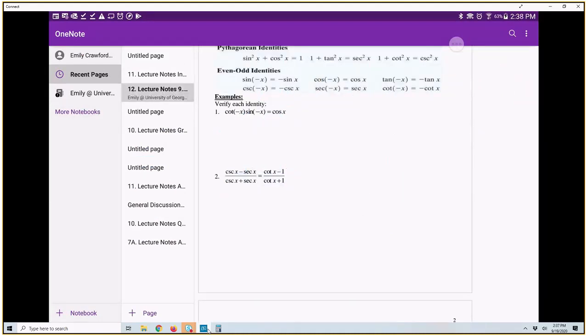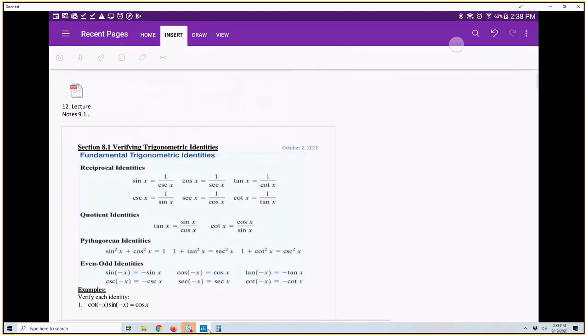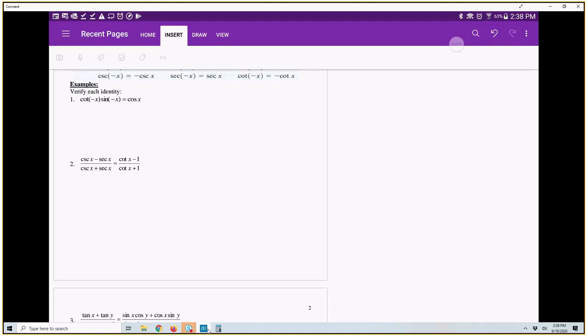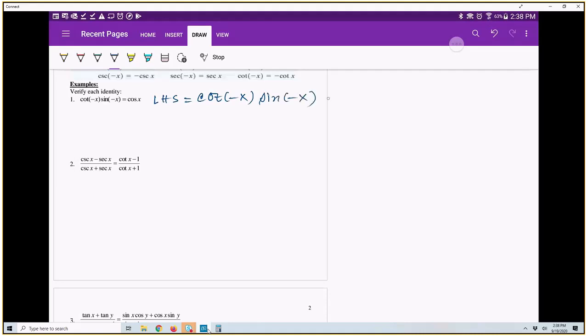So the beginning of this section has just talked about the identities that we have already talked about. So we're going to start with problems. It says verify each identity. So as I said, start with the left-hand side. The left-hand side is cotangent of negative x times sine of negative x. Remember, both of them are odd functions, so you can write it as minus of cotangent of x multiplied by minus of sine of x. So minus times minus is plus.